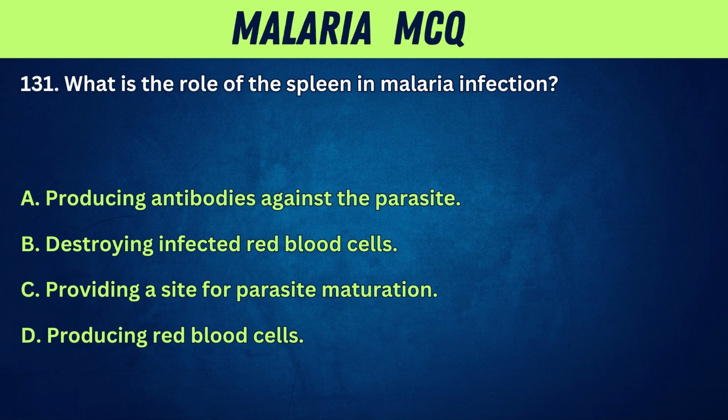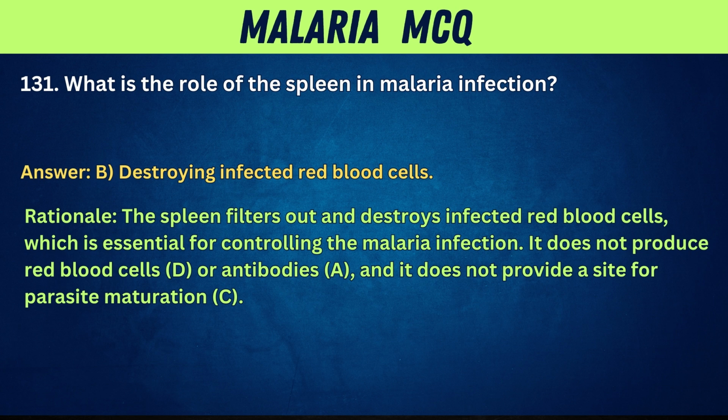A. Producing antibodies against the parasite. B. Destroying infected red blood cells. C. Providing a site for parasite maturation. D. Producing red blood cells. Answer: B. Destroying infected red blood cells.